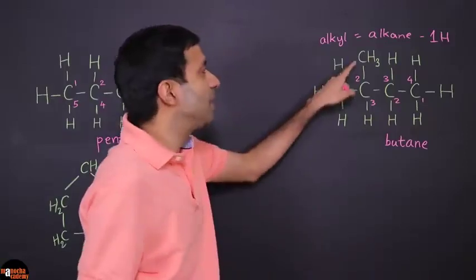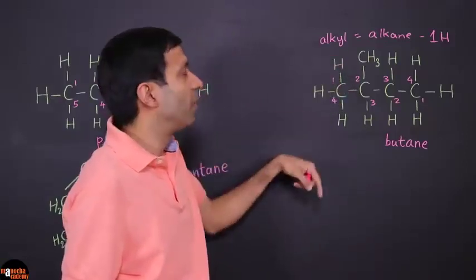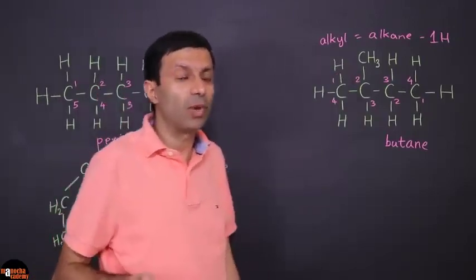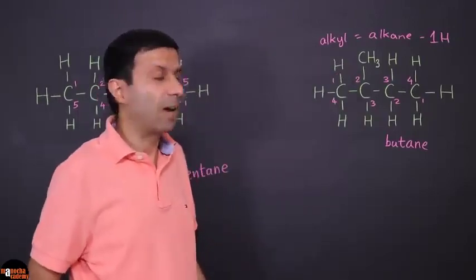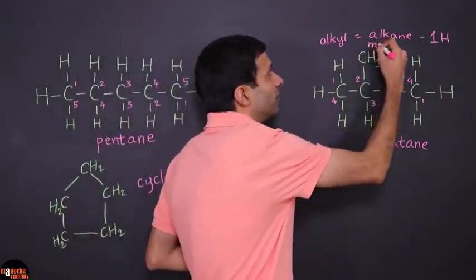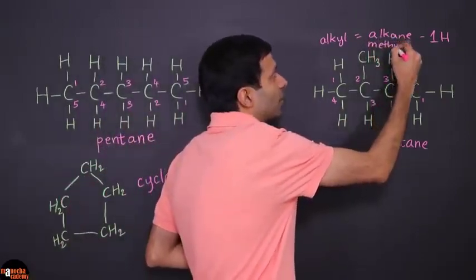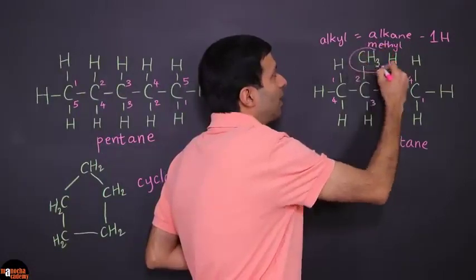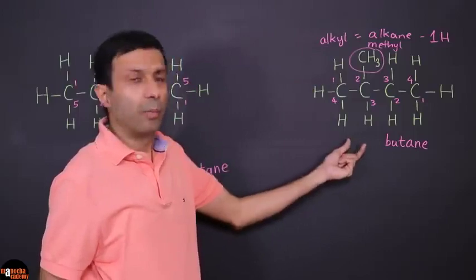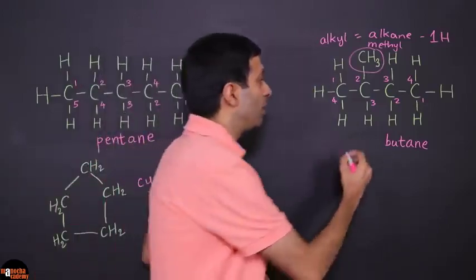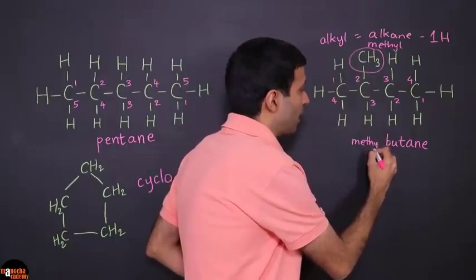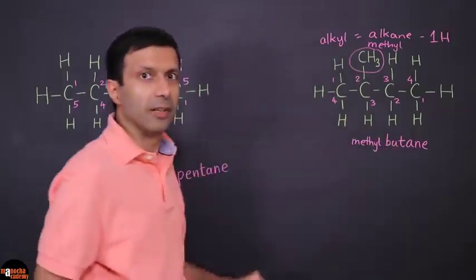So if this had been CH4, but we've removed a hydrogen, so we have CH3. If it was CH4, the name would have been methane, 1 carbon atom, right? But this will now be called methyl, because it's an alkyl. And the alkyl name comes in the prefix. So you have to put it over here in the beginning of this name. So we have basically a methyl butane here.